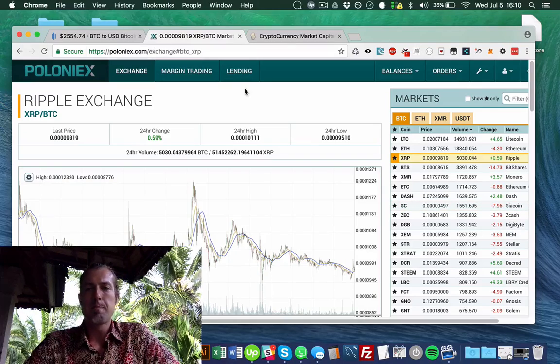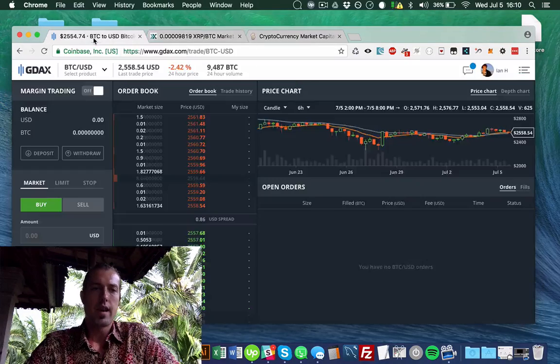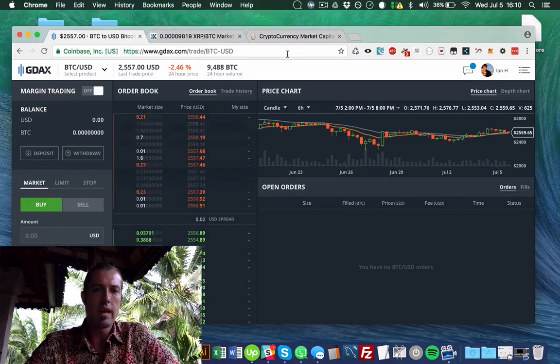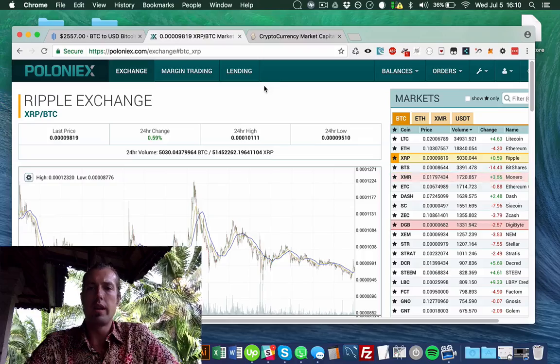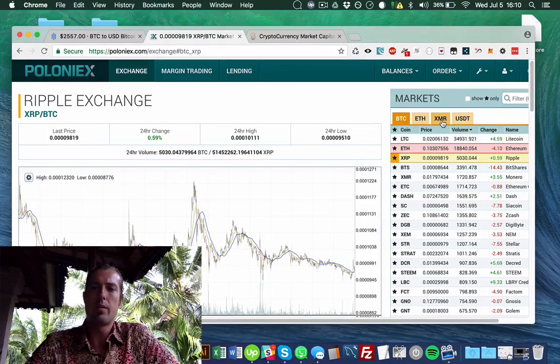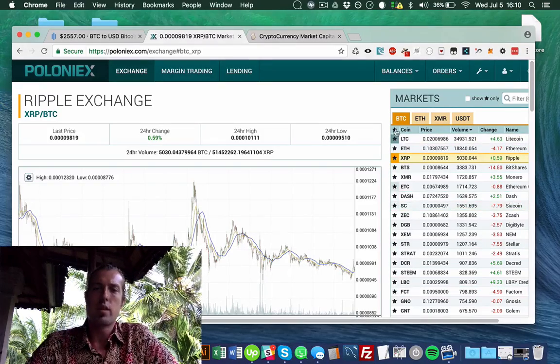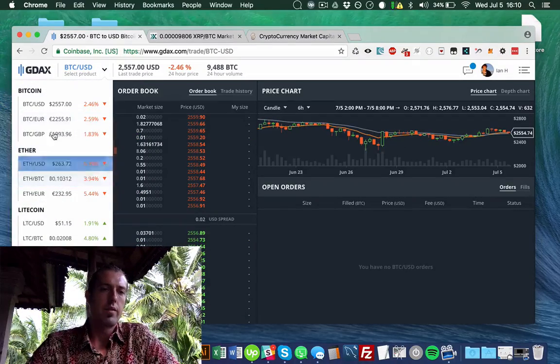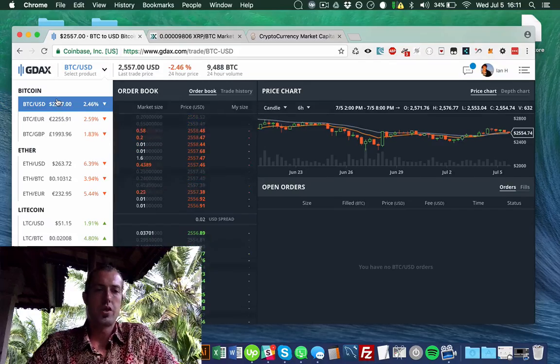The reason for that is that Coinbase handles fiat money like U.S. dollars, and Poloniex doesn't. It uses Bitcoin, Ether, Monero, or Tether, or really you could transfer any of these altcoins, but Bitcoin and Ether are the two that you could transfer from Coinbase or GDAX.